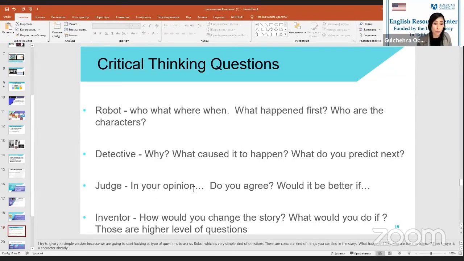The judge. So in your opinion, what do you think? Do you agree or disagree? Would it be better if?